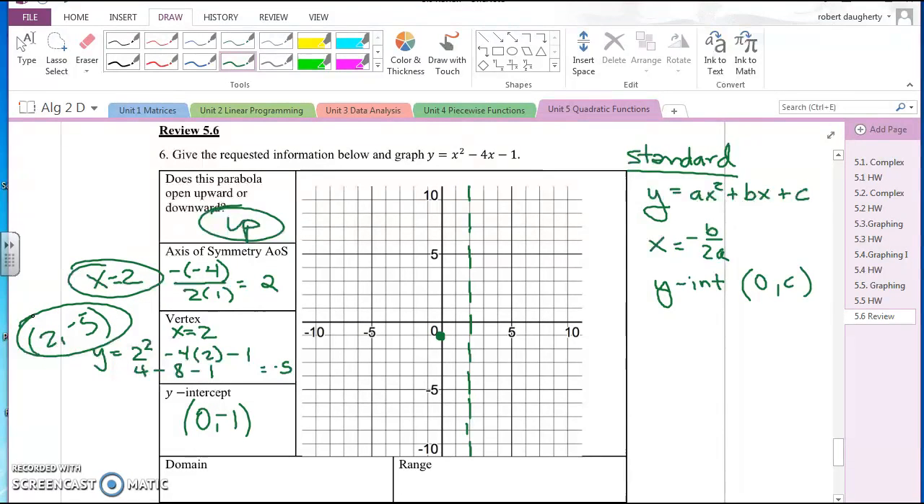So at 2, negative 5, that's my vertex, and I know that I'm also going to have a point right there. Okay, so at this point, I know enough to see what this parabola is doing, and there we go. That is it. The domain is negative infinity to infinity. The range is negative 5 to infinity with a bracket.